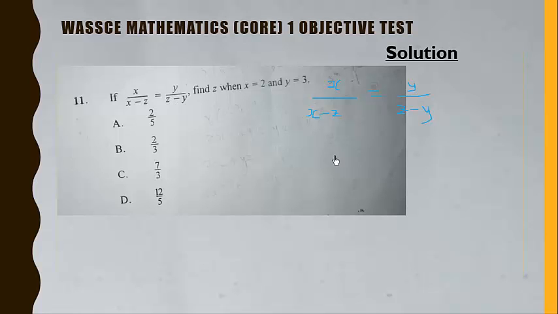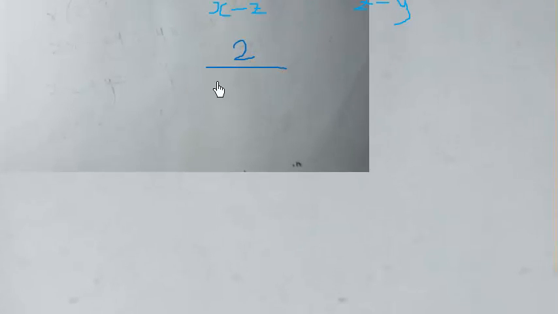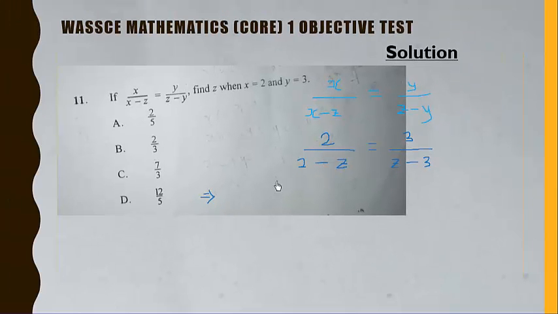For question 11, we want to find z when x equals 2 and y equals 3. So we do the substitution. I urge you to pause the video and look at the question very well before you look at the solution.